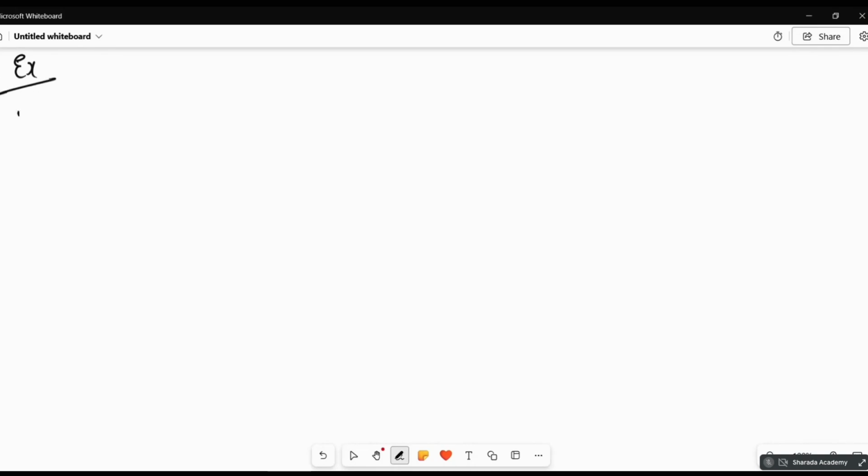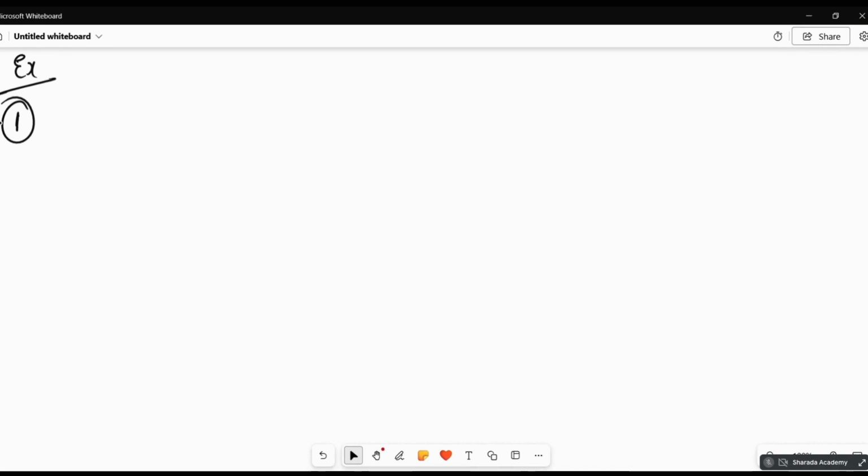Exercise. First question. Page number. What is the page number? This is 221, I think. Open the textbooks. First question. Okay. Textbook. This one. Science textbook. First question.